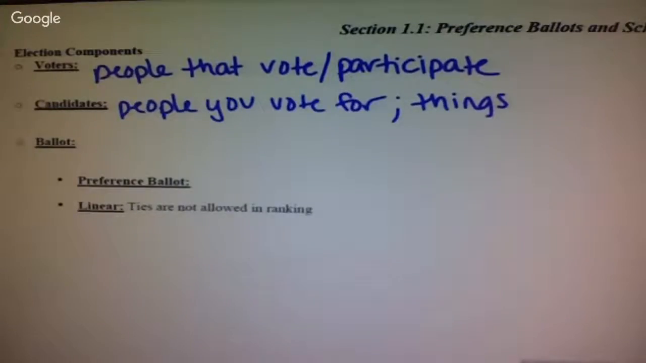And what about a ballot? That's what you vote with. Okay. How voters express their opinion.